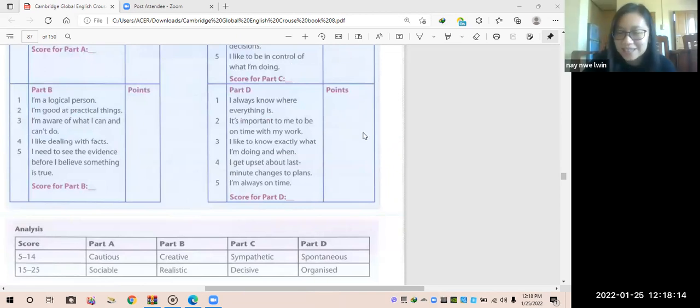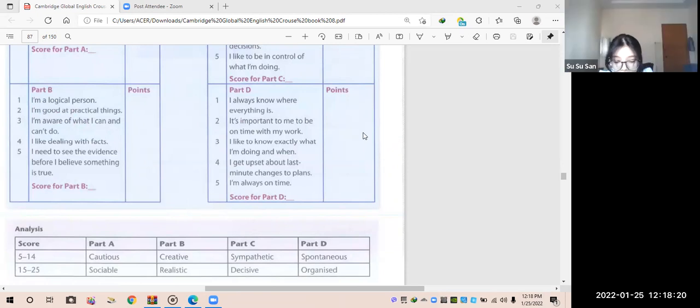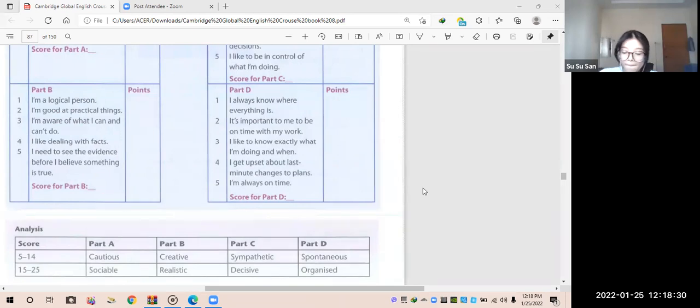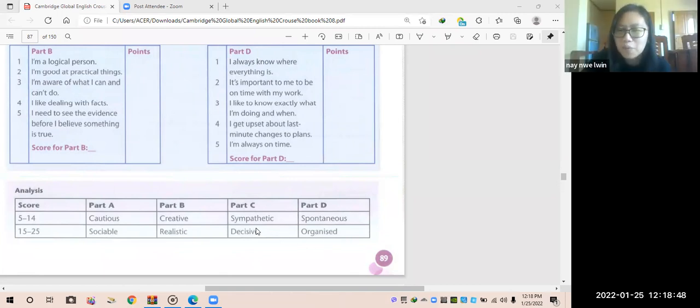Okay, now Susan Chen. So due to my score, I'm sociable, realistic, decisive, and well organized. Really? So you're the same with Nita, right? Yes. Okay, thank you. Then now, for part A, I got 16, so I'm sociable. And for part B, I got 18, realistic person. And C, I got 16, decisive. And then part D, I got 19, organized. Okay, so you all are the same. Okay, same. Honey.